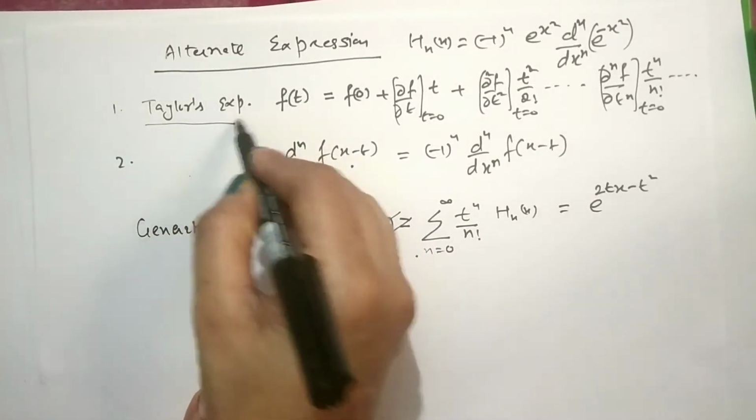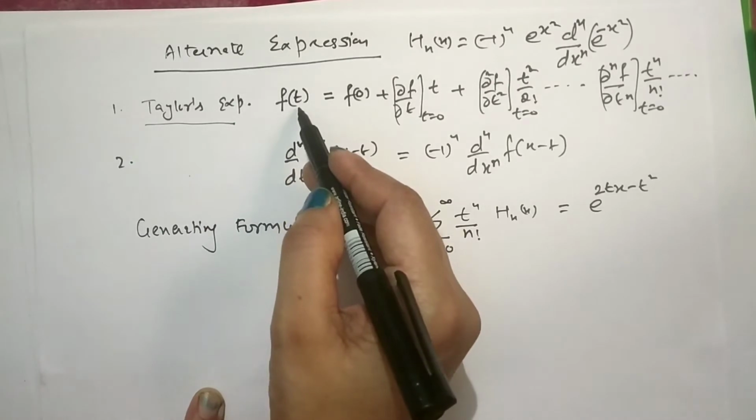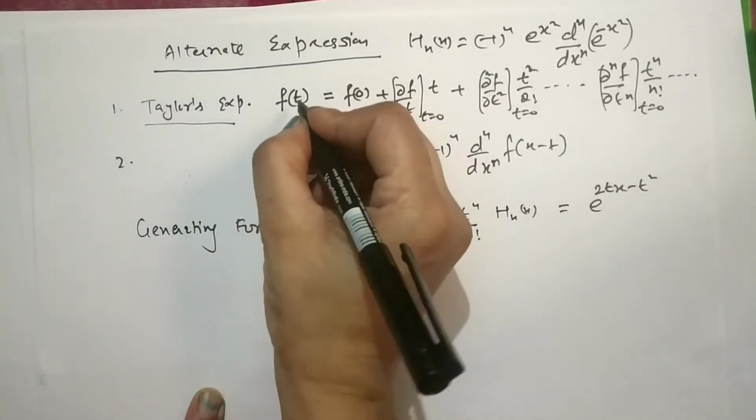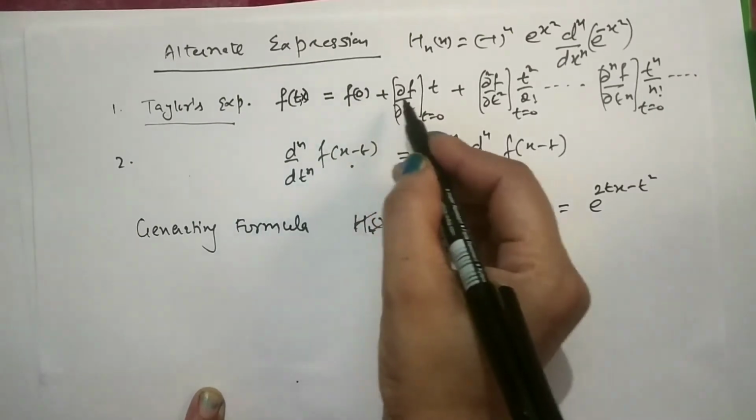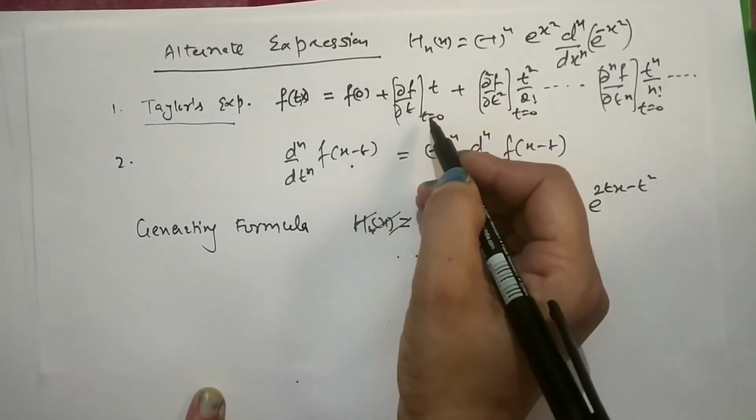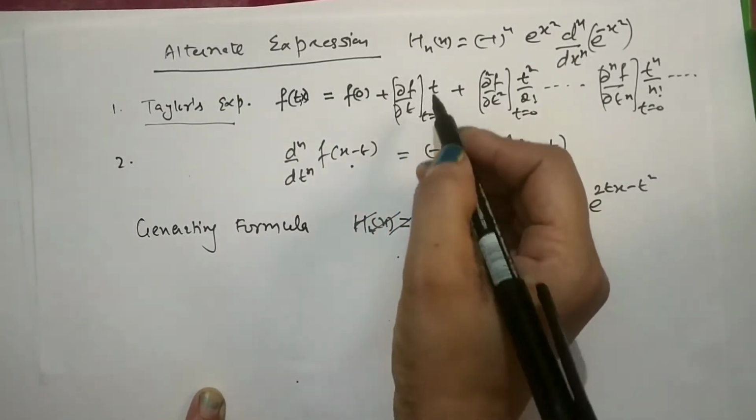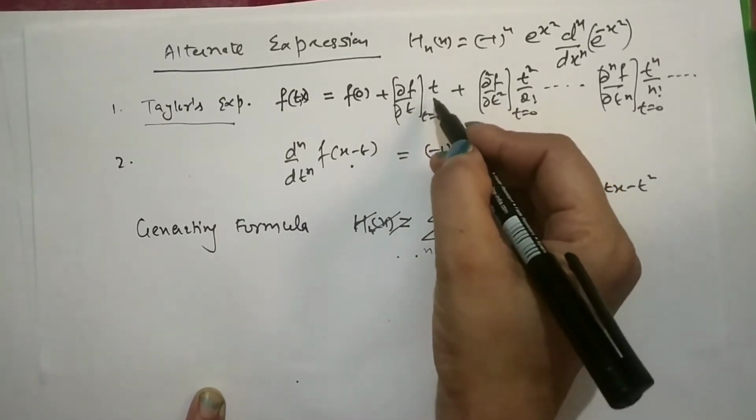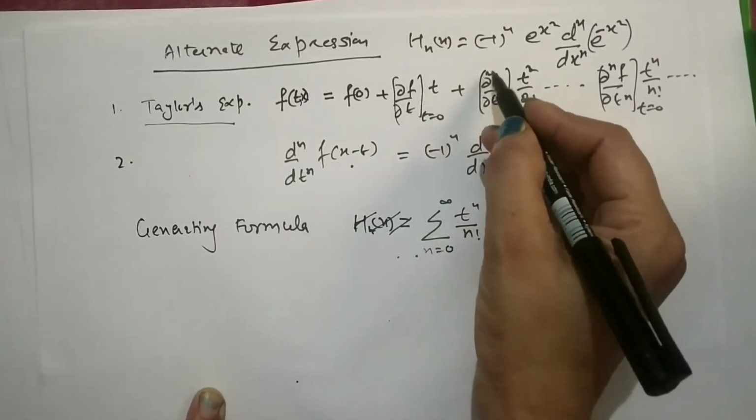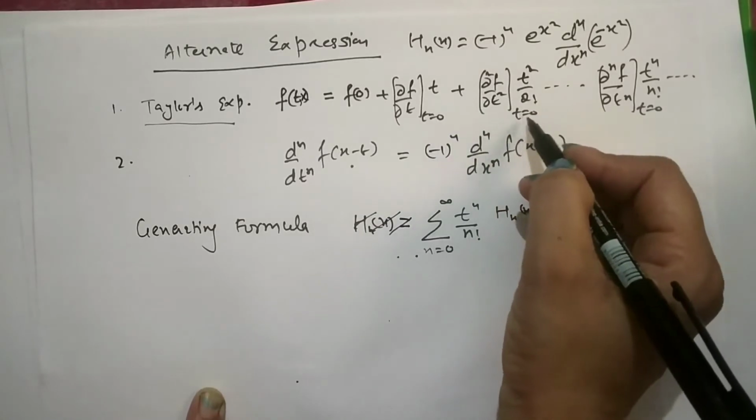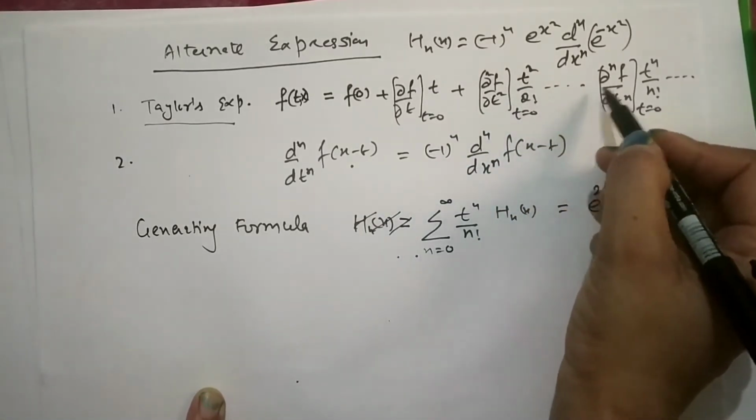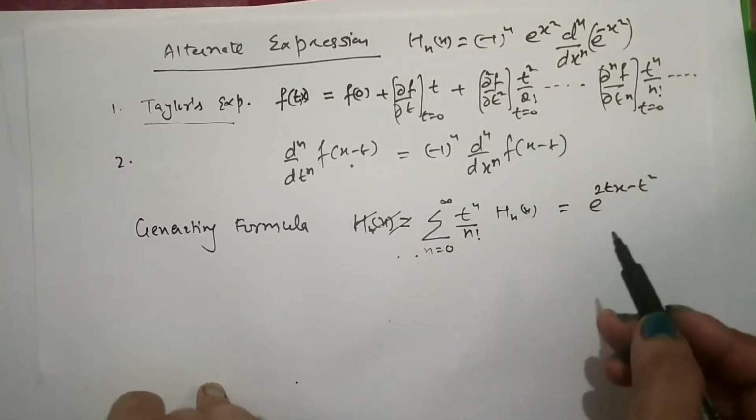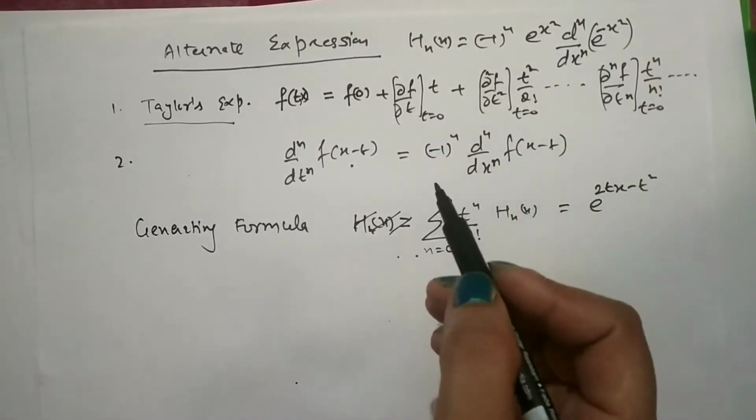First, Taylor's expansion. If f is a function of two variables, actually f(t, x), then f(0) plus the partial derivative of f with respect to t, where we put t equal to 0, into t raised to power 1 upon 1 factorial, plus the double partial derivative with respect to t, where t is 0, and t square by 2 factorial. Continuing in this way, we can write the nth term. So this is the one thing that we are going to use.